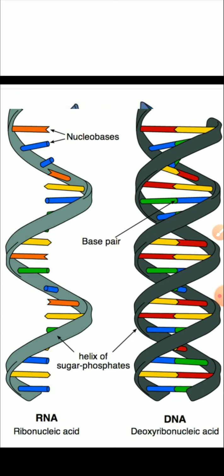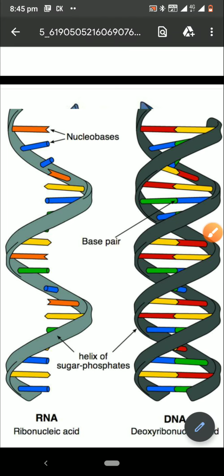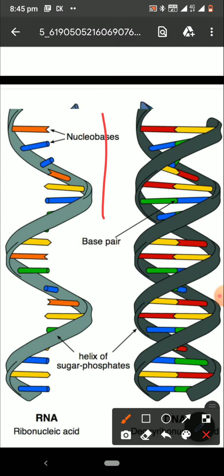Now, next difference is in the sugar present in them. The DNA usually, as I have already said in the earlier video, in DNA the sugar is deoxyribose sugar, whereas in RNA the sugar is ribose sugar. So I'll explain about that point. Let's look into the structure.